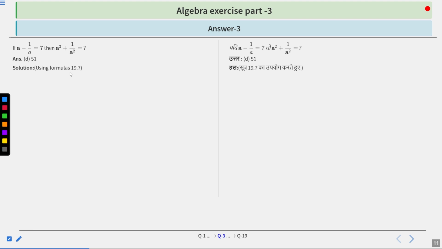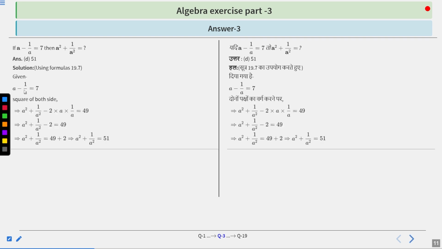So, using formula 19.7, we were given that a minus 1 upon a is equal to 7. So, squaring both sides, a minus 1 upon a's whole square is a square plus 1 upon a square minus 2 into a into 1 upon a. That is equal to 7 square, which is 49.